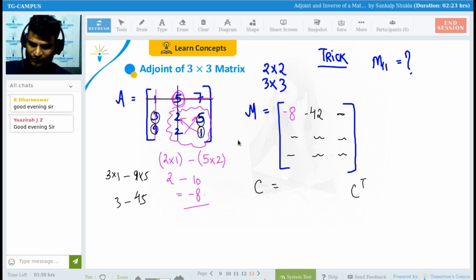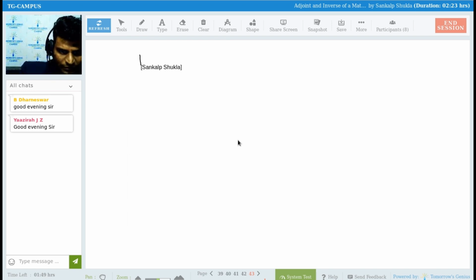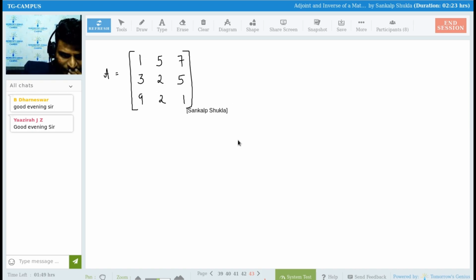I was asking, please repeat this matrix one more time because I am writing on a fresh page. Tell me what is the matrix. 1, 5, 7, 3, 2, 5, 9, 2, 1. Okay, so this is the matrix, and we have to find the adjoint of A.